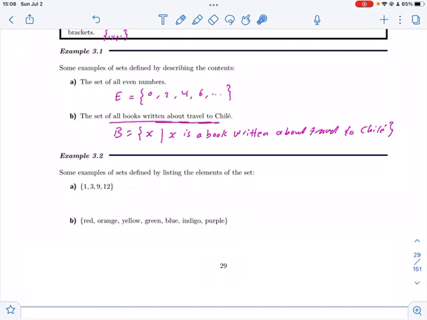Now, here in example 3.2, we have some examples of sets defined by listing all elements. For example, this set is the set of the numbers 1, 3, 9, and 12.